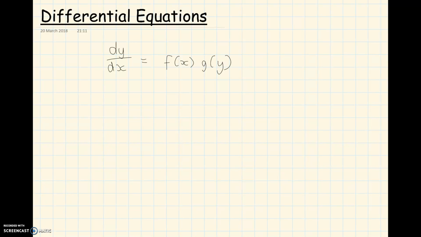Remember we said that we could kind of treat this dy by dx like a fraction, so if I were to multiply up by the dx on that side and take the g(y) to the other side, then that's simply going to become 1 over g(y) dy equals f(x) dx. And then we integrate each side. And this has got a special name. This is called separating the variables.